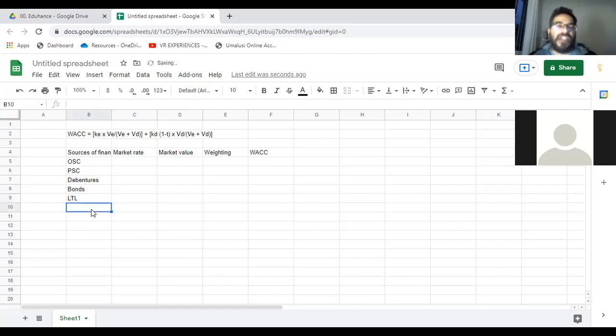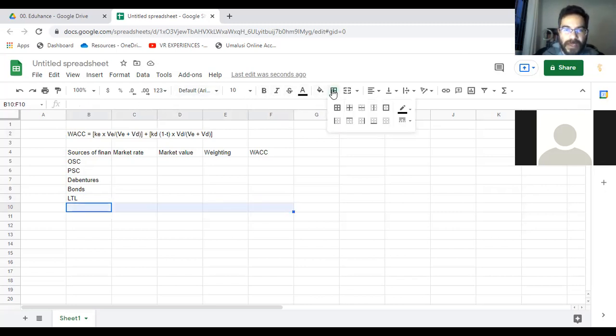You could have 3 debentures, you must list each debenture separately. You could have 2 bonds, you list each bond separately. You could have 5 long-term loans, you would list each long-term loan separately, because the market value of each long-term loan and the cost for each long-term loan will most likely be different. And then that is going to give us our WACC.